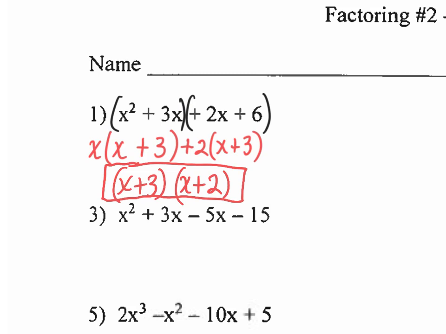So, FOIL first. What's x times x? x squared. The O of FOIL is what? Outside. x times 2 is what? 2x. The I of FOIL? Inside. 3 times x is what? 3x. And then the L of FOIL? Last. 3 times 2 is what? 6.